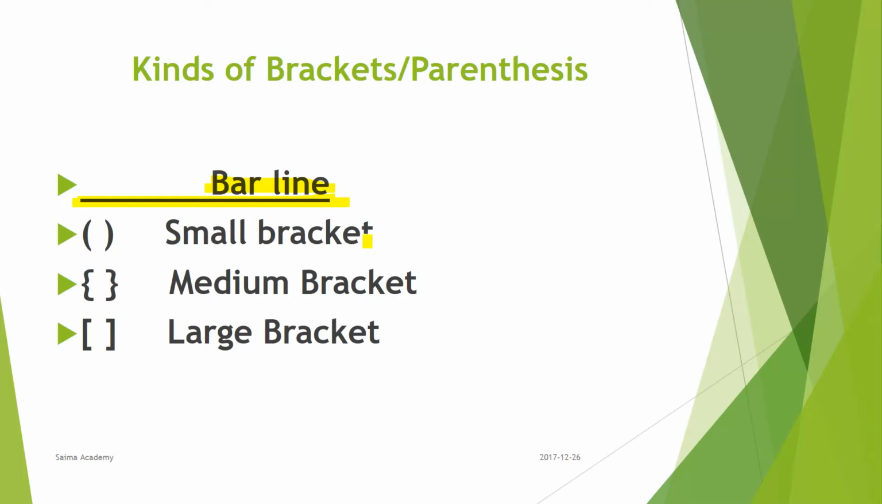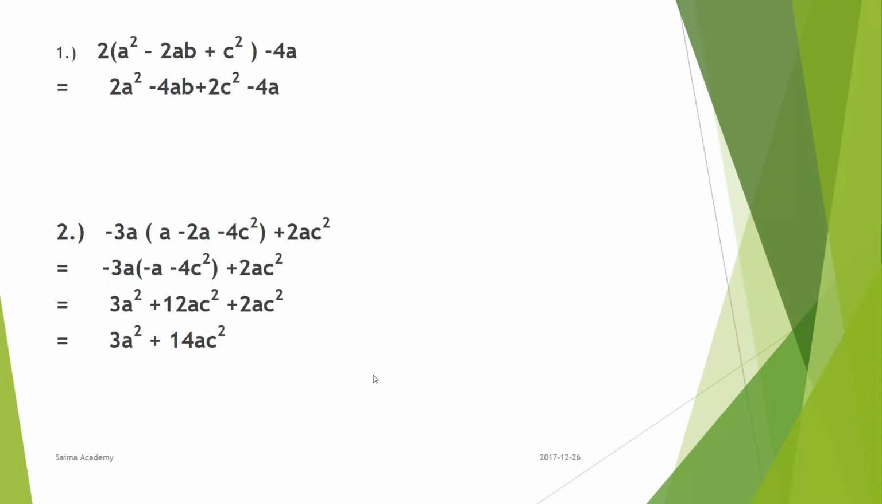Then there is the small bracket, and this is the sign of the small bracket, and then the medium bracket or curly bracket and the large bracket. So these are the 4 brackets in BEDMAS questions, but in this lesson we will discuss the bar line and the small bracket, these two. In the next lesson we will discuss the medium bracket and large bracket. So we will discuss a few questions here.